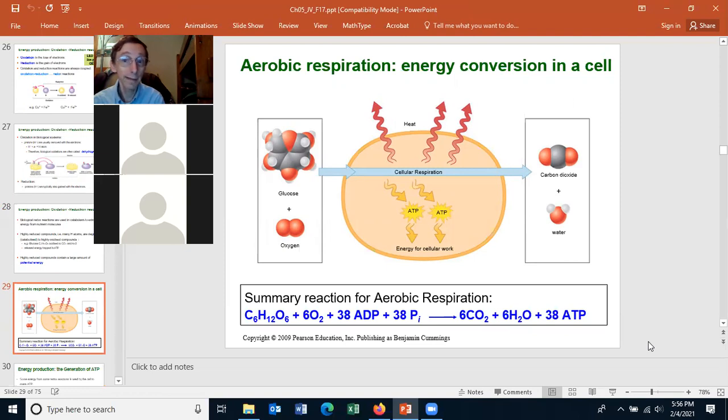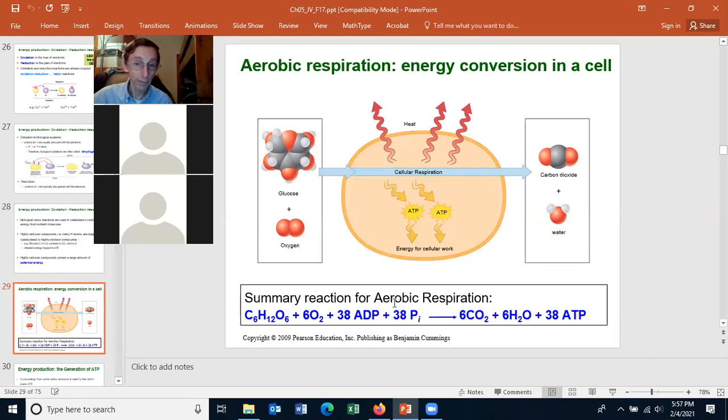Aerobic respiration is the energy conversion in not all cells, but many cells. If the organism can use aerobic respiration, it will take glucose and oxygen and convert the energy in glucose into ATP. This is also called cellular respiration. I'm afraid you have to know both of those terms, cellular respiration and aerobic respiration. It converts the glucose and the oxygen into carbon dioxide and water.